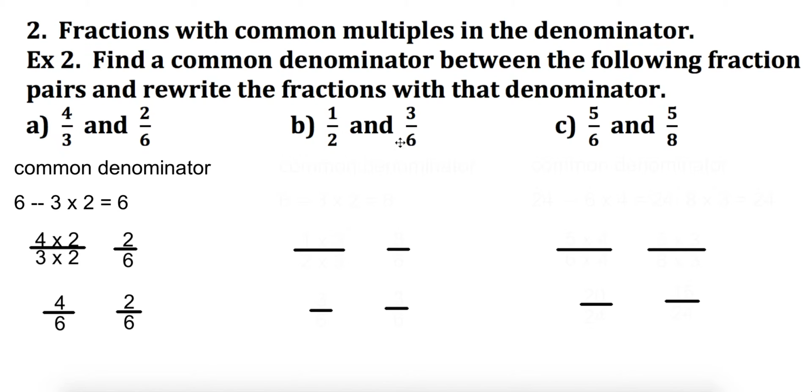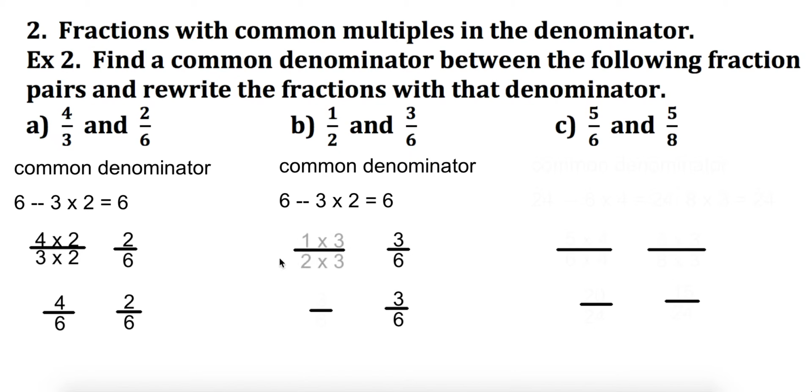We actually have the same thing here. 6 is a multiple of 2. So we're going to look, our common denominator is 6. 3 times 2 gives us 6. So our 3 over 6 doesn't change. It's going to stay as 3 over 6, but our first fraction, we're going to do 2 times 3, so I've got to do 1 times 3, so we're going to get 3 over 6.